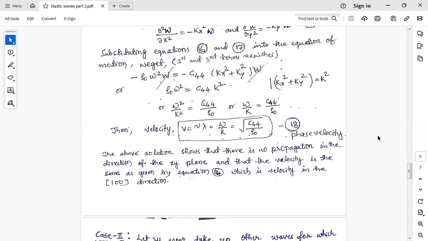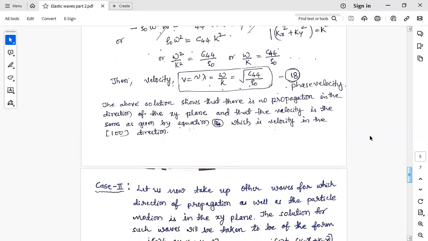So this is equation 18, the expression for phase velocity, because omega by k always gives the expression for the phase velocity. Don't confuse it with group velocity, because we assume that here only one wave is propagating. So that's why there will be only phase velocity, no group velocity.